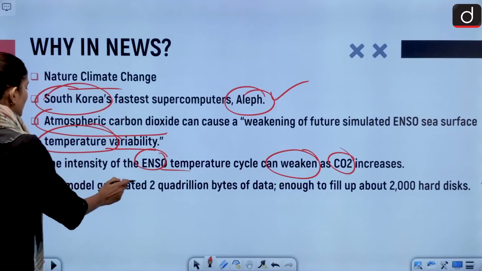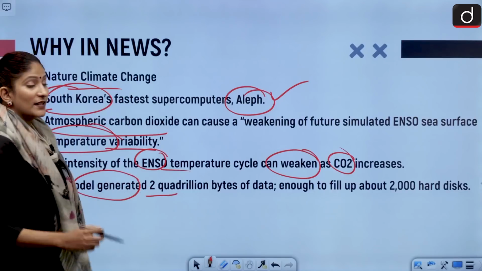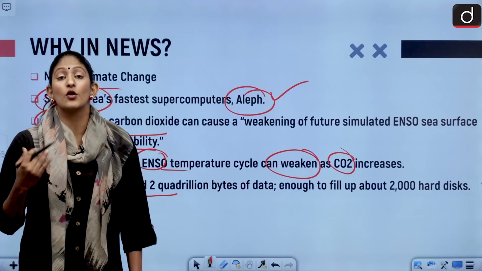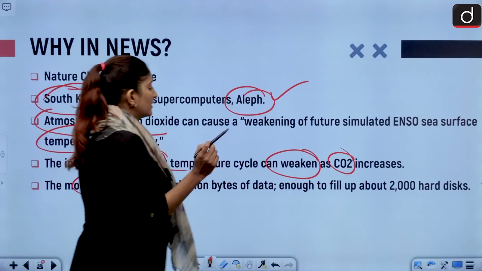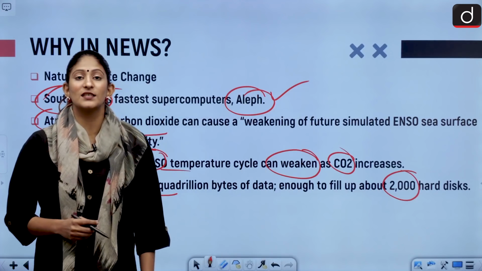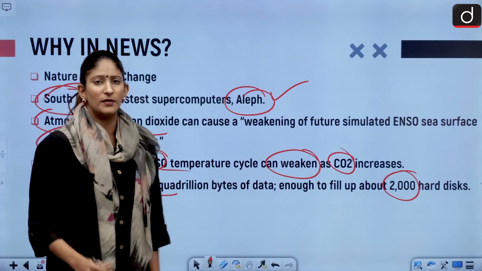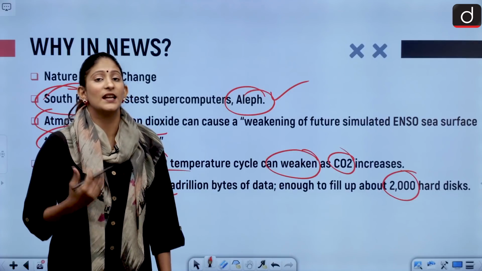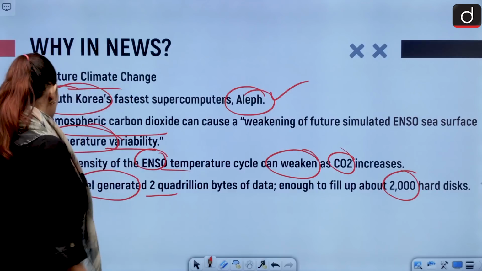Also, the model generated 2 quadrillion bytes of data in 1 year when it worked non-stop. That was enough to fill about 2000 hard disks. So this is the intensity. This is not very important, but it is important for you to understand how frequently and intensely these supercomputers work.